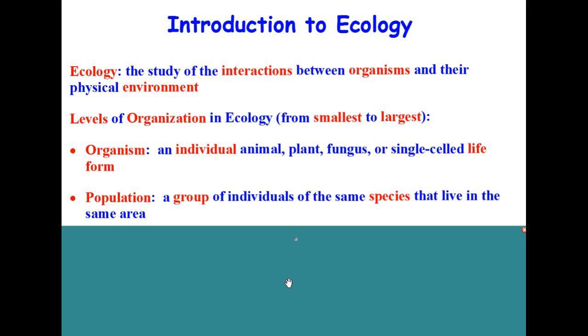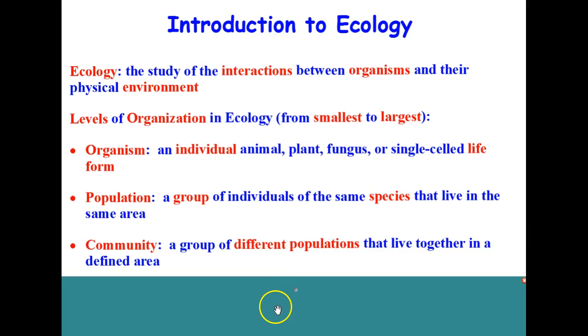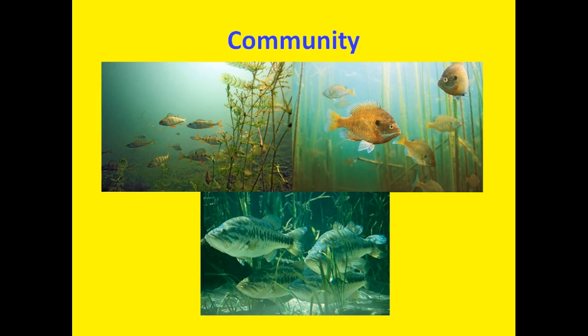The next largest level of organization in ecology is a community. A community is a group of different populations that live together in a defined area. If Ruthie's perch represents the organism and a school of perch represents the population, then the community would be the school of perch along with a school of bluegills, along with a school of largemouth bass, and all the different types of aquatic plants that live together off the end of our dock at the cottage.